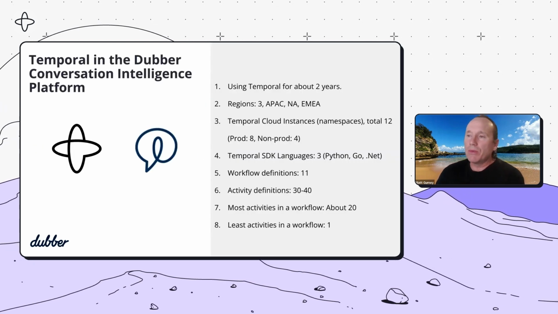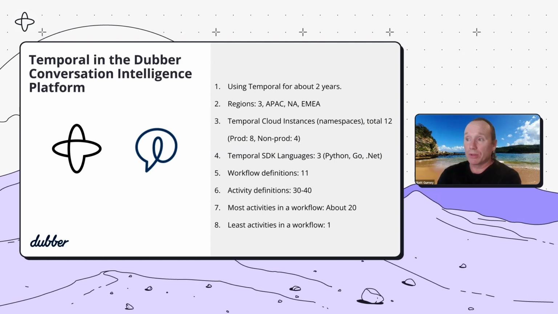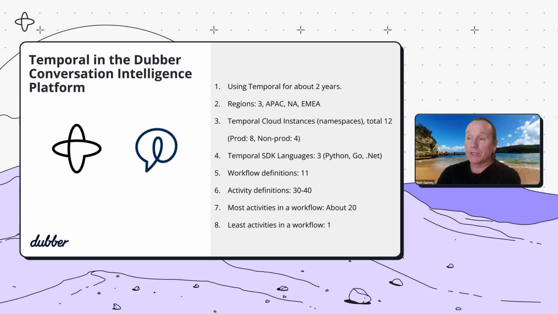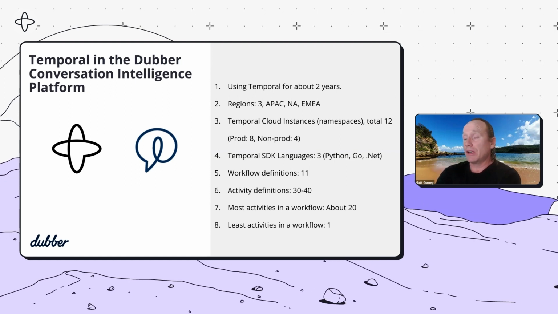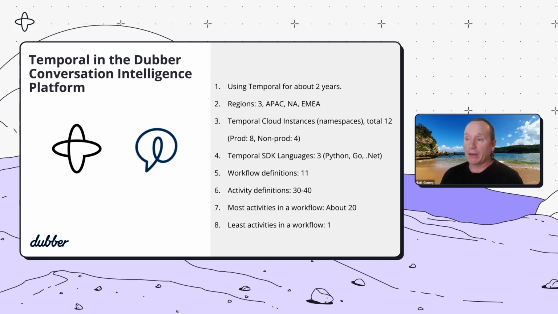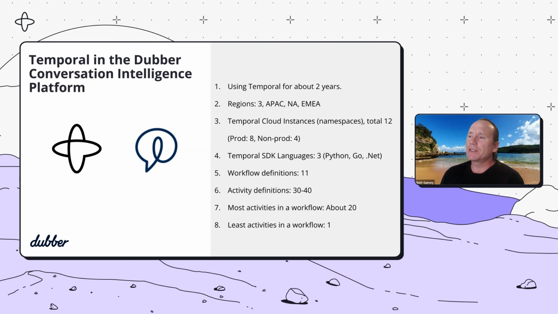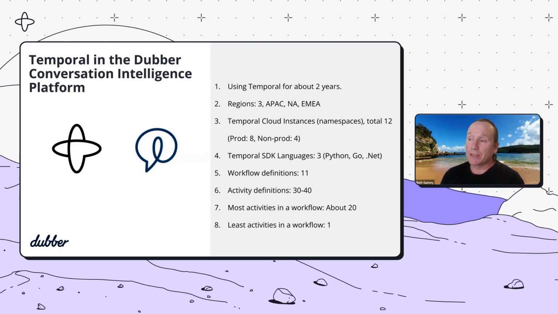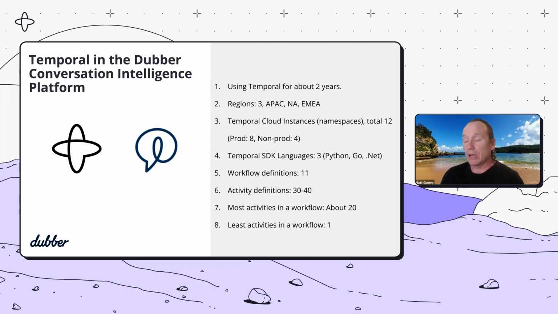So I'll just tell you more about how we're using Temporal at Dubber, just giving you some hard numbers. So we've been using it for 2 years. You can see that we've got it in 3 regions, APAC, NA, and EMEA. In terms of Temporal Cloud instances, or namespaces as they're called, we've got 12, which is 8 in production and 4 in non-prod.